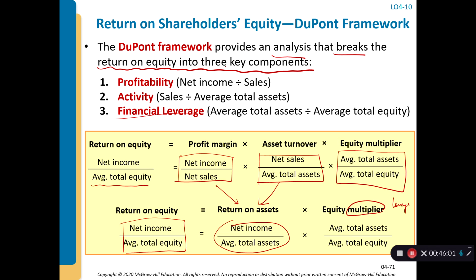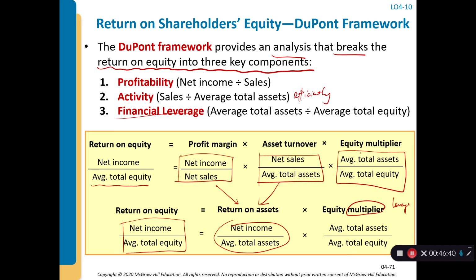And the DuPont framework provides a convenient basis for analysis that breaks the return on equity into three components. The first is profitability: a higher profit margin indicates the company can generate a lot of profit from each dollar of sales, right? And the activity measurement is asset turnover. A higher asset turnover indicates a company uses its assets very efficiently, right? Whether you can efficiently turn your assets into dollars of sales.